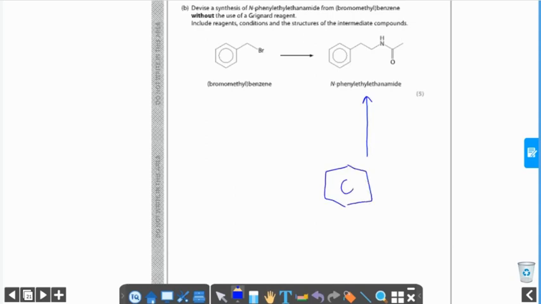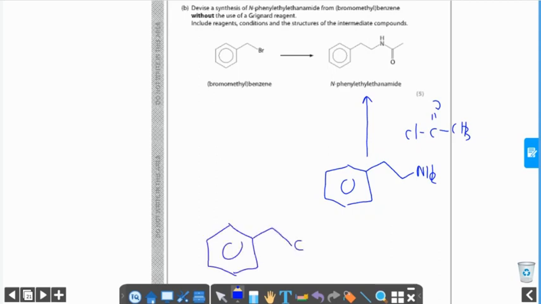See, if you can make this NH2, you react it with the acid chloride and you get that, right? So now you have to only make this. How to make this? You can have a cyanide. When you have a cyanide, you can add lithium aluminium hydride.